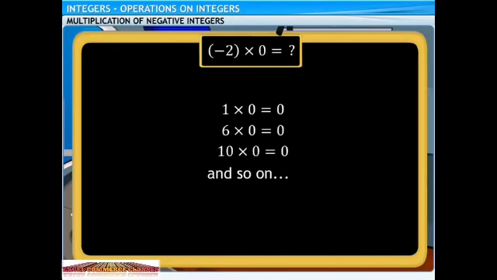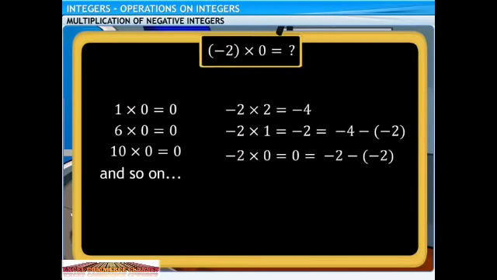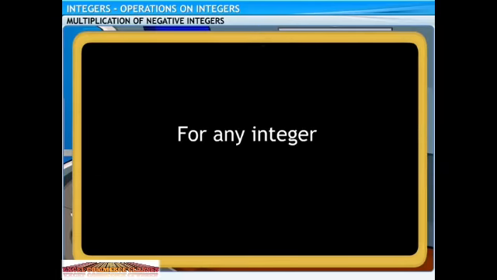Now, what result do you get if you multiply a negative integer, say minus 2 by 0? As you know, any whole number multiplied with 0 gives 0. Now, if you look at the pattern given here, you can see that any negative integer multiplied with 0 also gives 0. So in general, you can say that for any integer p multiplied with 0 is equal to 0 multiplied with p, which is equal to 0.